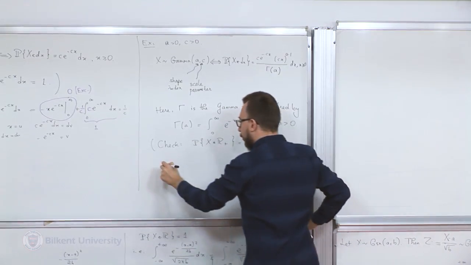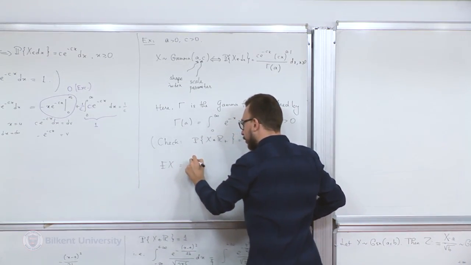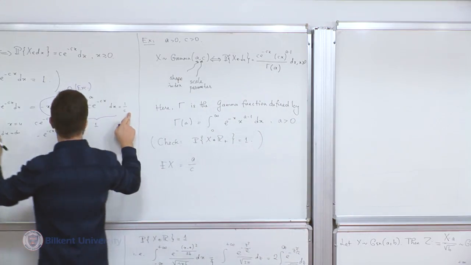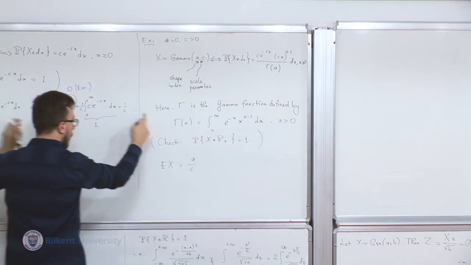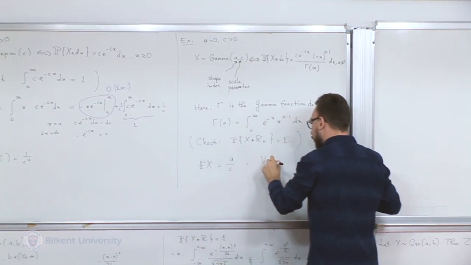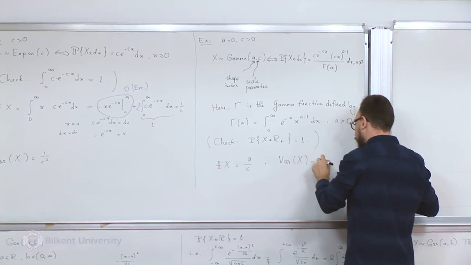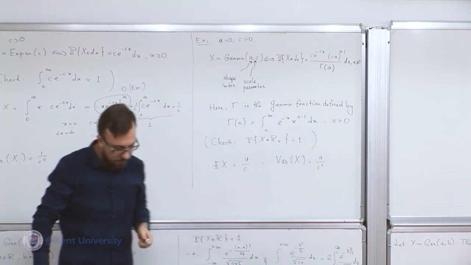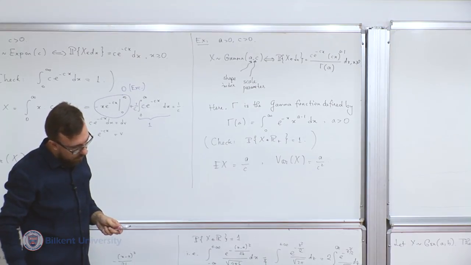And you can also calculate expected value and variance. So this is a over c instead of 1 over c. In the exponential, it was 1 over c, and in the general case, it is a over c. And the variance is a over c squared. Okay.